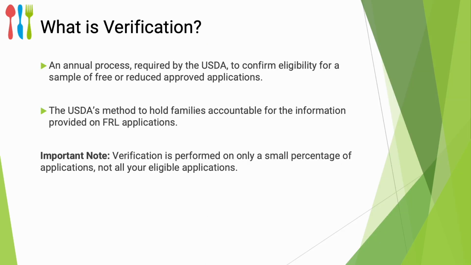And today we're going to learn about verification. This is an annual process required by the USDA for anybody participating in the National School Lunch Program using standard counting and claiming. It's basically the USDA's way to hold families accountable for the information they put on their free and reduced lunch application. Verification is only performed on a small percentage of applications, not every single application you've received.